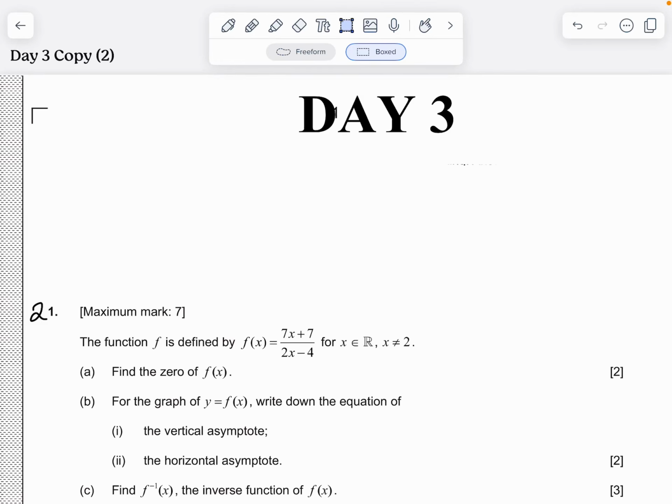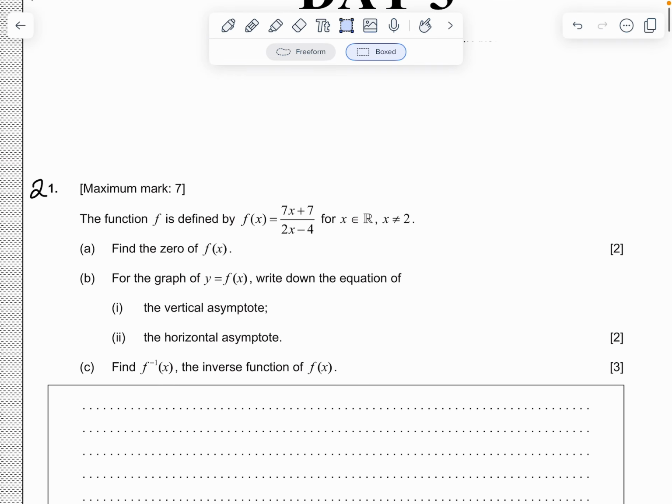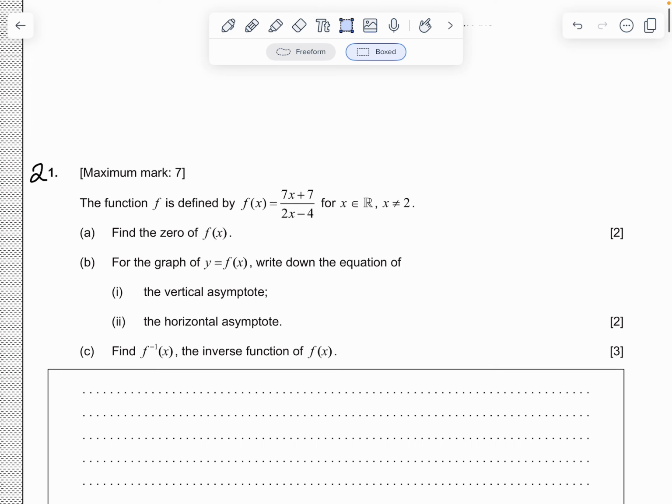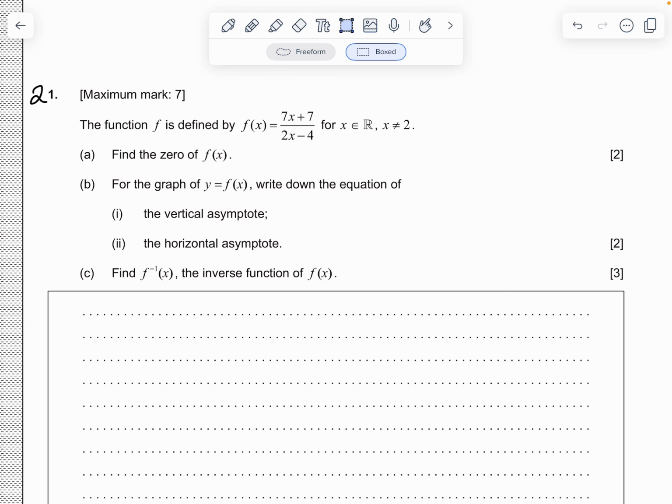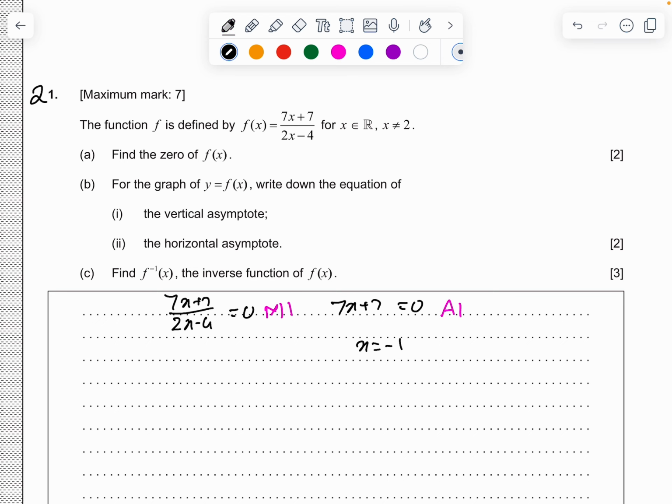Revision AAHL day 3. In day 1 and 2, we have covered 20 questions. Now we are doing question number 21. First question, finding 0 of the function. So (7x + 7)/(2x - 4) should be equal to 0. So what does it become? 7x + 7 equals 0. This gives x equals -1. So this is one method mark and one accuracy mark.